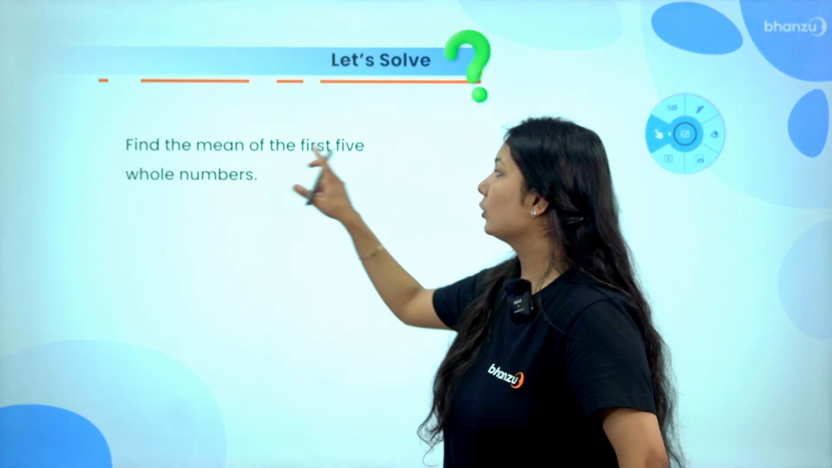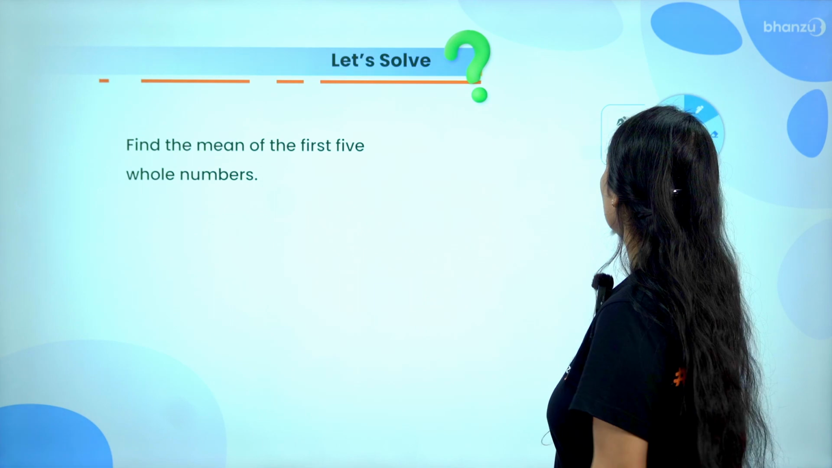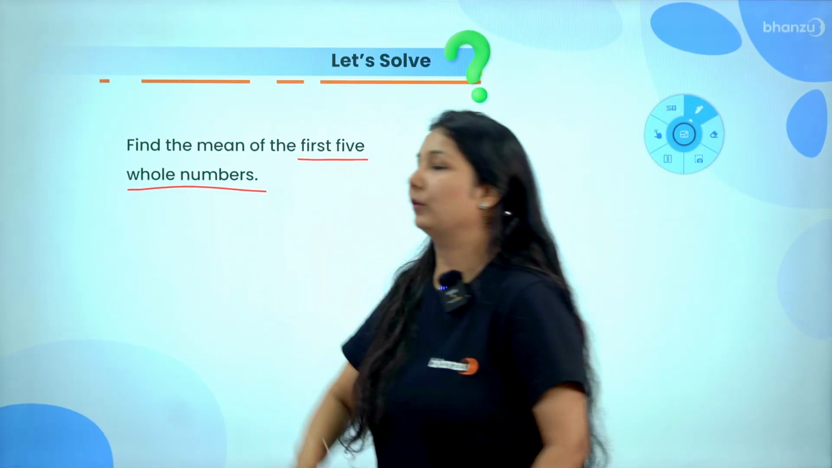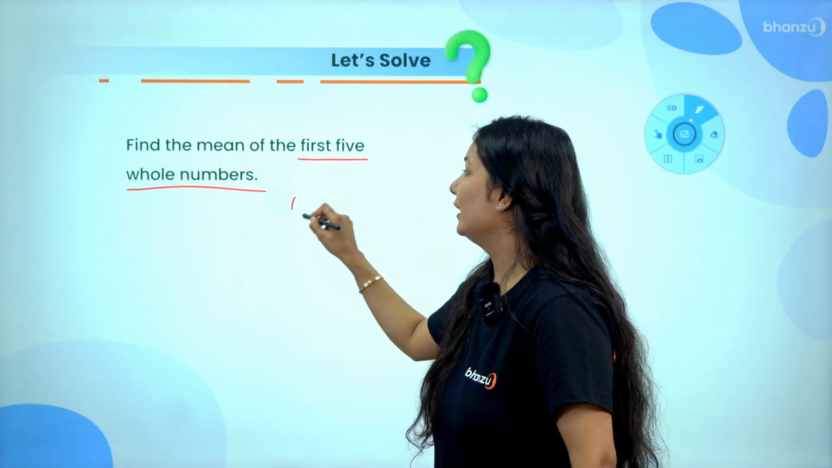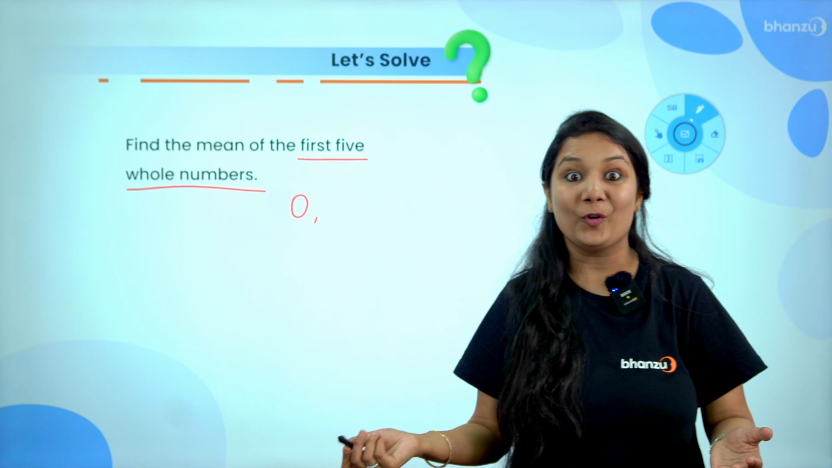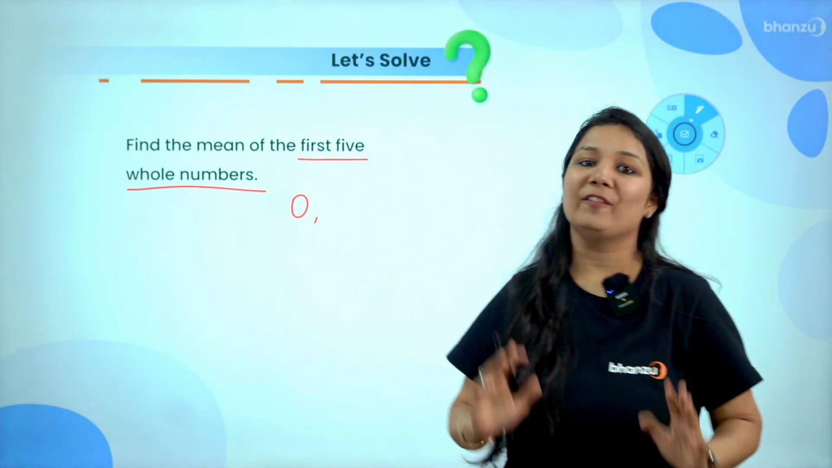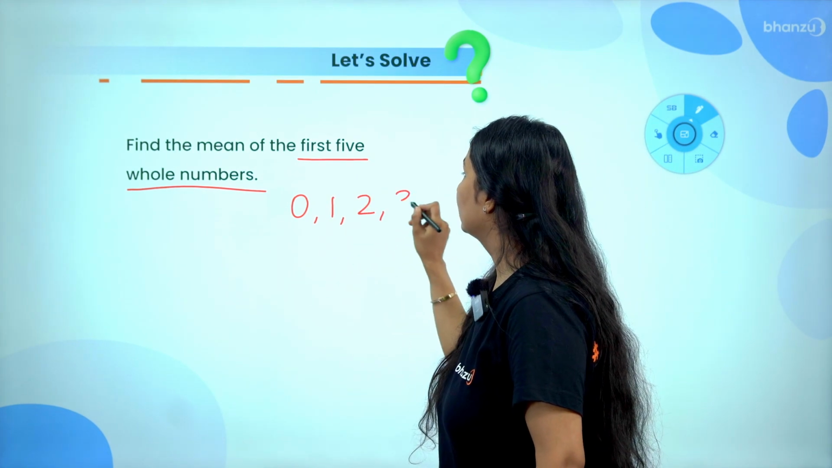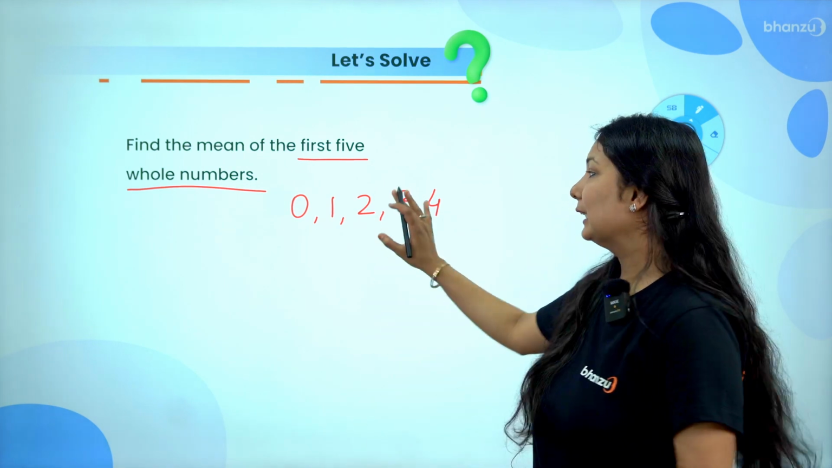So over there, first of all, you should have the numbers. There are no numbers over here, so what to do? First of all, you should find out the numbers which they are talking about. So they are saying the first 5 whole numbers, so they are actually 0, because we know whole numbers start from 0 and go on till infinity, right? So 0, 1, 2, 3 and 4. Got it? So these are the numbers.